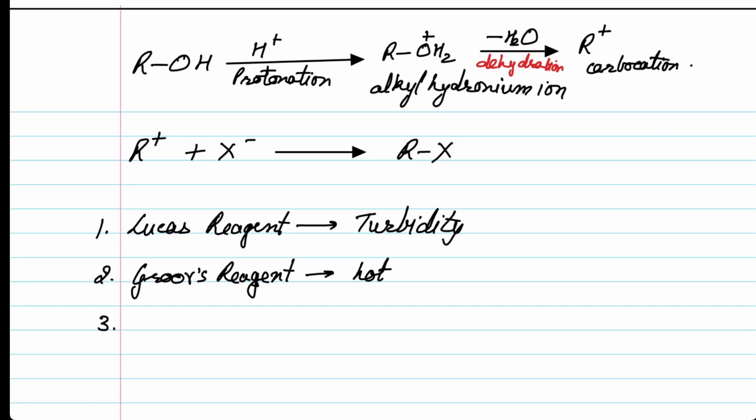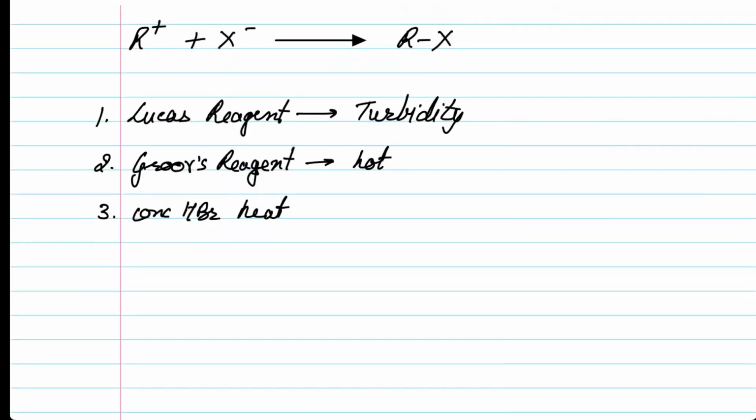Then we could have many other reagents. Something like we could have concentrated HBr. We don't need anything else; we can simply have concentrated HBr along with heat. HBr is much more concentrated as compared to HCl. It is a stronger acid as compared to HCl, and it is a better dehydrating agent also as compared to HCl. So with concentrated HBr, we do not need to use ZnBr2 or something else. So concentrated HBr and heat can be used.